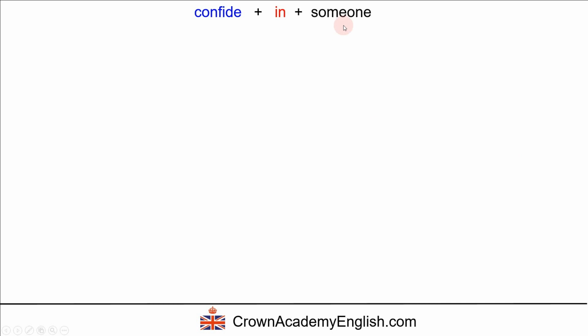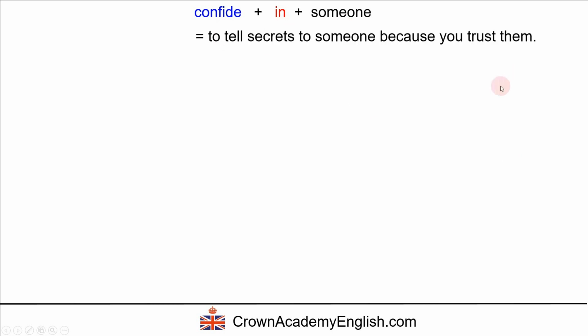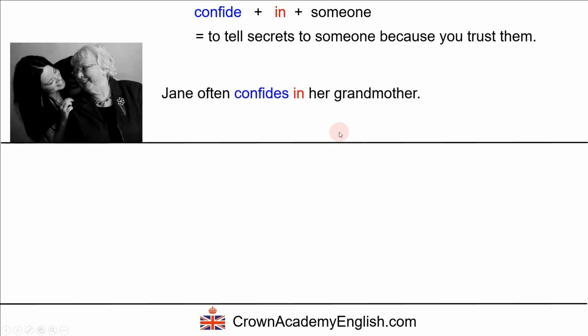Confide in someone. Confide in someone. So this means to tell secrets to someone because you trust them. Okay, so very often we confide in a very, very close friend, or we confide in a member of the family that we trust. So Jane often confides in her grandmother. So Jane often talks to her grandmother and tells her secrets, and often asks her grandmother maybe for advice as well.